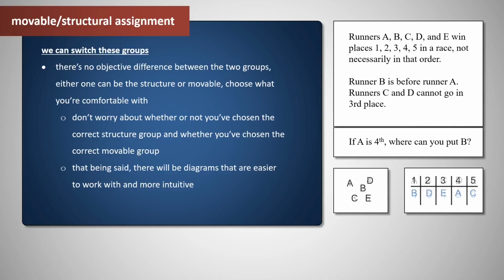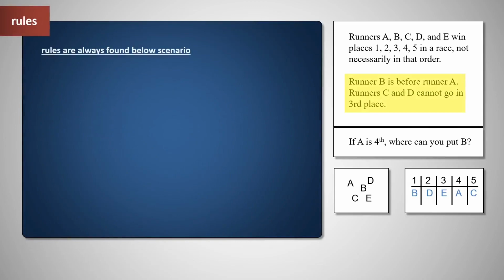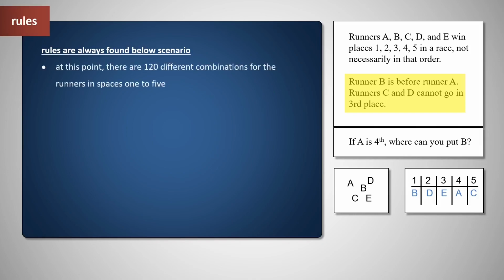Okay, so let's take a look at the rules. Now, the rules are always going to be found below the scenario. So we have that down here in the lines that are highlighted underneath the scenario. Runner B is before runner A, and runners C and D cannot go in third place. Those are the rules.